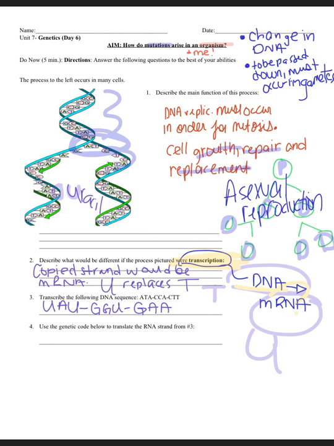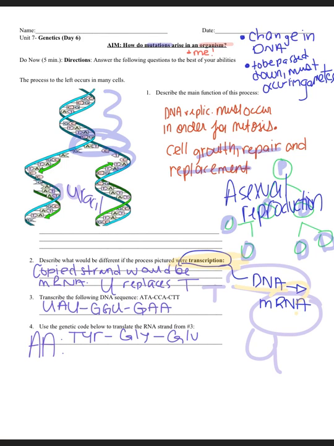Number 4, use the genetic code below to translate the RNA strand from number 3. So essentially what they mean by translate is give us the amino acid sequence. So we're going to find the amino acid sequence using the genetic code, the universal code chart, and we are going to find the 3 amino acids that we coded for in this mRNA strand. Take this time to pause the video and get started.